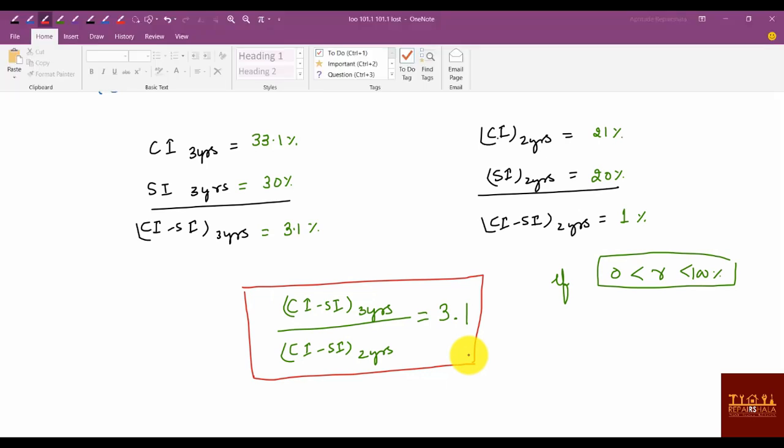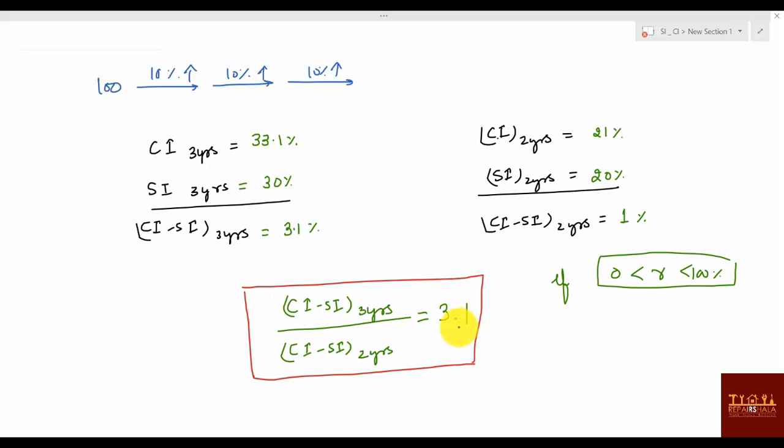Now what I'm saying, just notice, after the decimal, whatever is there, that is your rate of interest. How can you find it? Suppose this one is given, what do you do? 3.1 minus 3, whatever comes, multiply with 100. That will be your rate of interest. This is a standard case.